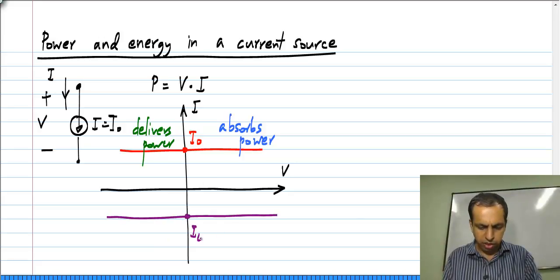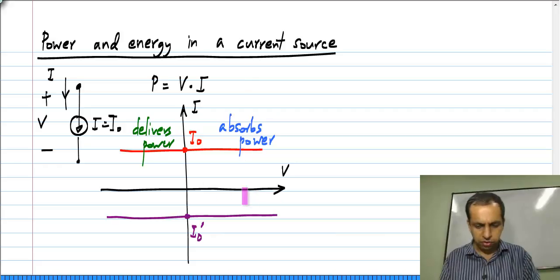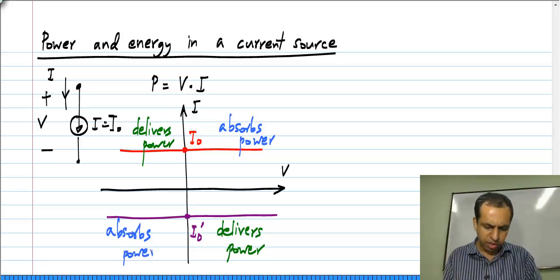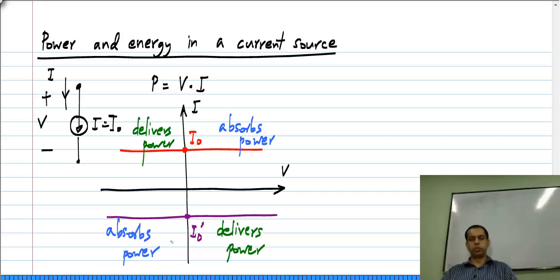Similarly, if we took a negative valued current source, let me call this I naught prime, then in the fourth quadrant, where the current is negative and the voltage is positive, the current source delivers power or it absorbs negative power, and in the third quadrant, it absorbs power. So, just like a voltage source, a current source can either deliver or absorb power. Okay. So, it can deliver power. So, it is also not passive.